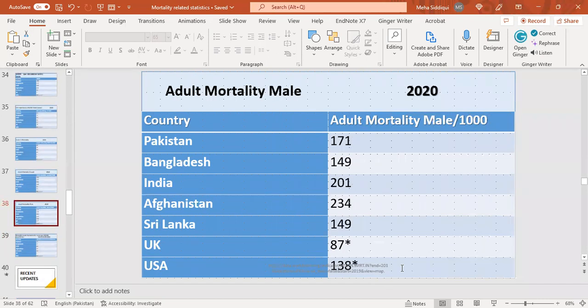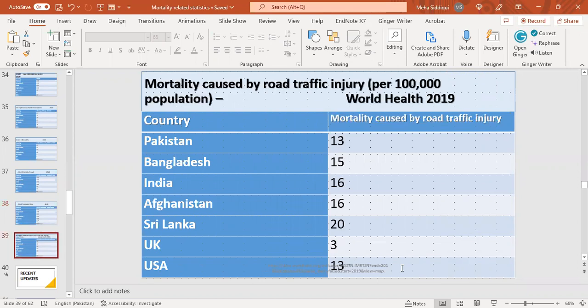Adult mortality male. It is 171 for Pakistan and 138 for USA, 87 for UK. Mortality caused by road traffic injury per 100,000 population. It is 13 for Pakistan, 15 for Bangladesh, and only 3 for UK, and again 13 for USA.